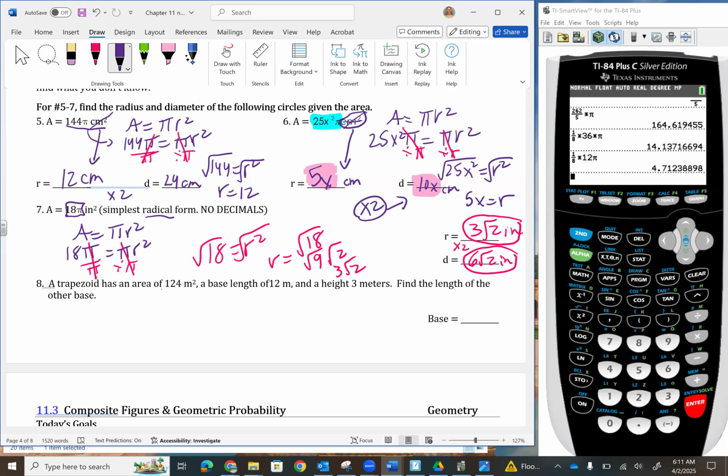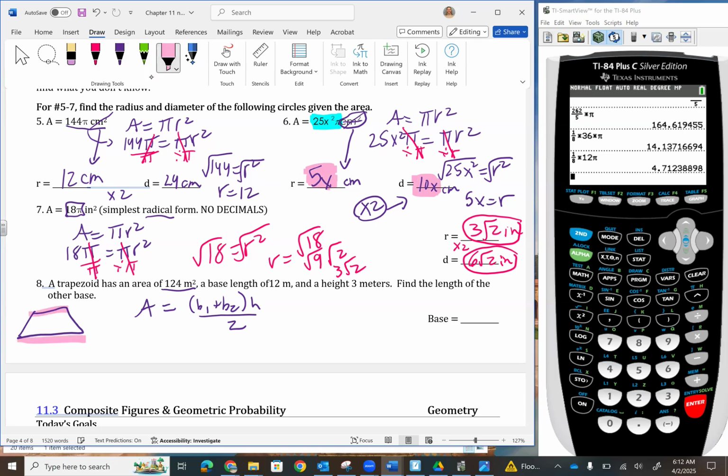So a trapezoid has an area of this. Do you know the area formula for a trapezoid? You may not remember that from middle school. The area of a trapezoid is base 1 plus base 2 times height over 2. I'll have you learn that next chapter, but in the meantime, let's work on it together. They give you the base length of 12 of one of the bases, and a height of 3. Find the length of the other base. Remember, a trapezoid has 2 parallel sides.